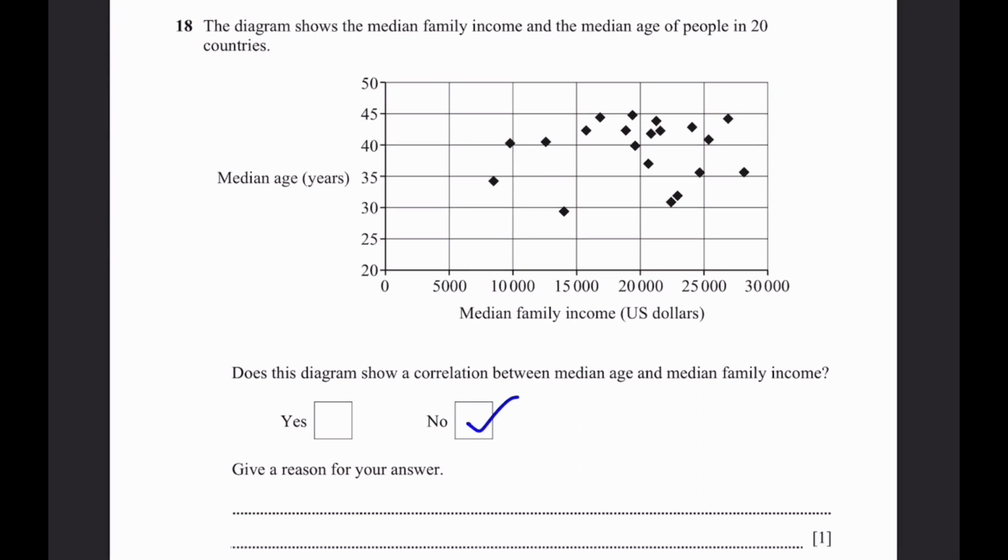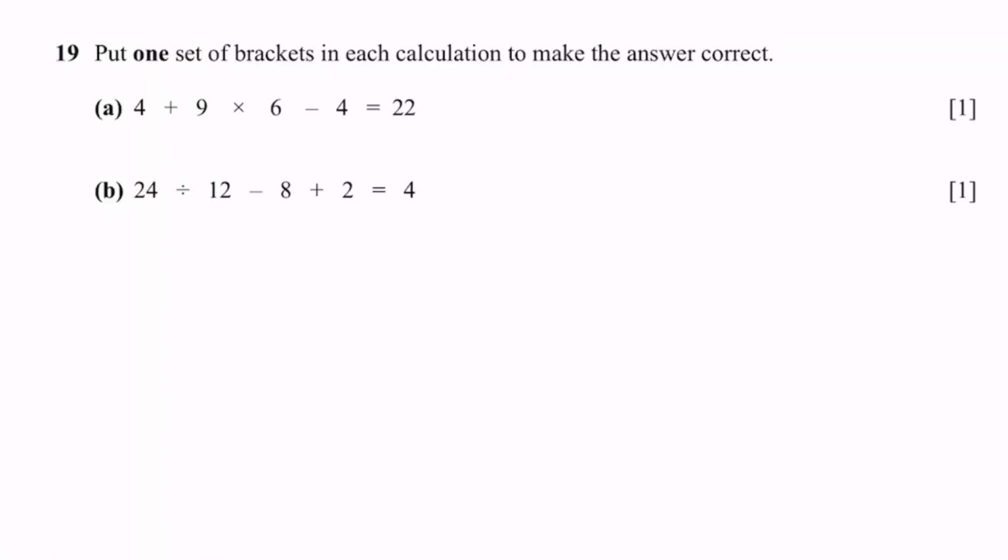Because let's just take an age in years. Let's say 35. So the median family income could be even below 10,000 or even could be above 25,000. And because of this, there's no correlation. So if the age is X, that means a random value in this scale, the income can be high or low. That's the answer.